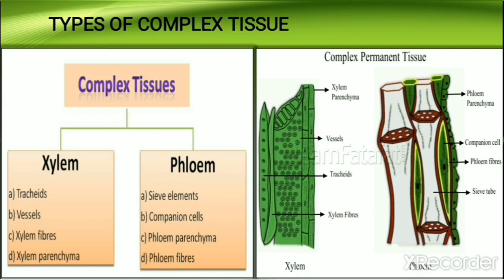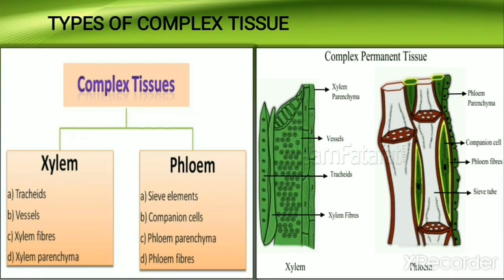But here we can see that both the tubes, the water conducting tube and the food conducting tube, have two cells in common. Both have fibers and both have parenchyma cells. Here the fibers will provide strength to the tube, and the parenchyma cells will store the food material. The main xylem tube will be constructed by two cells, that is tracheids and vessels, and the phloem tube will be constructed by sieve element and companion cell.